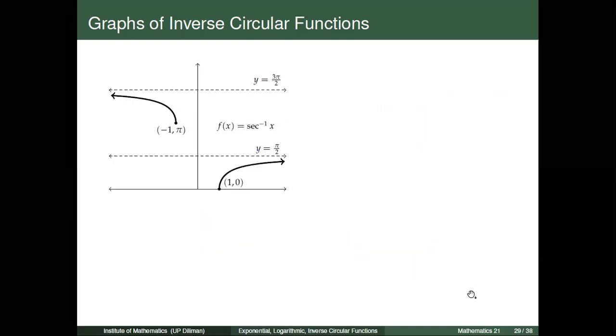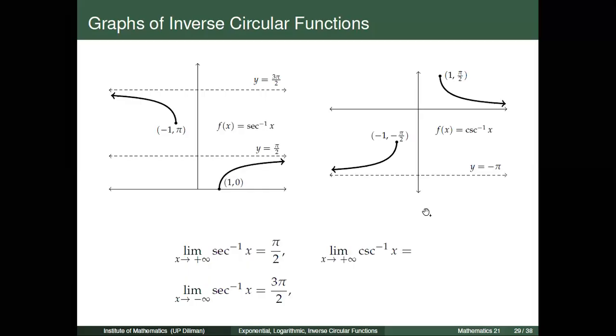This is the graph of the inverse secant function. What is its limit as x approaches positive infinity? Based on the graph, it's pi over 2. And what is its limit as x approaches negative infinity? Well, it's 3 pi over 2. Finally, this is the graph of the inverse cosecant function. And its limit as x approaches positive infinity is 0. And its limit as x approaches negative infinity is negative pi.